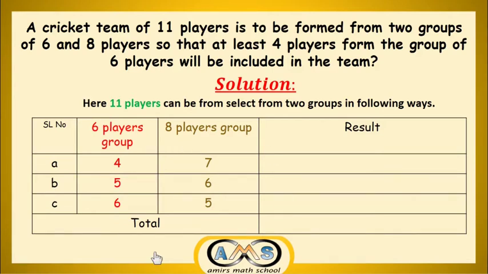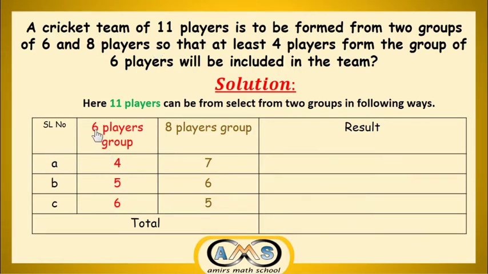And case 3, if we select 6 players from the 6 player group, that is, all the players from the 6 player group, in that case we have to select 5 players from the 8 player group. There is no other option because we cannot select more than 6 players from the 6 player group. So these three, case 1, case 2 and case 3, are the ways of selecting 11 players from these two groups. So let's see what our result will be.